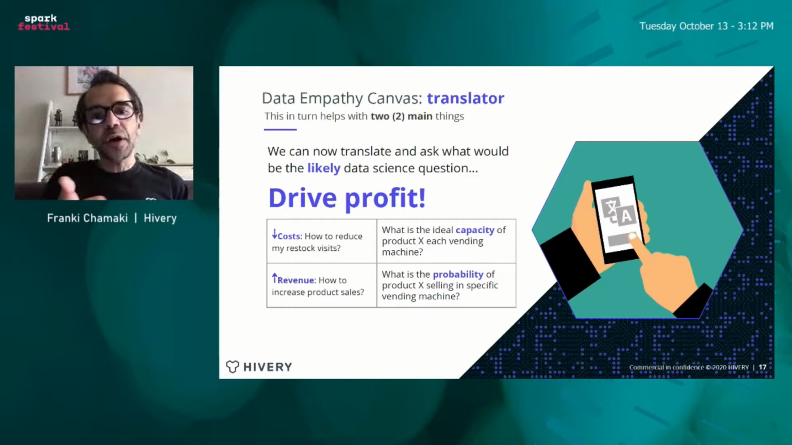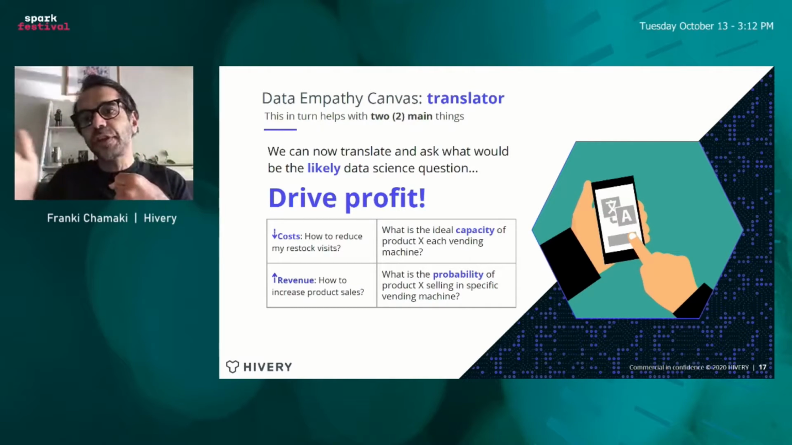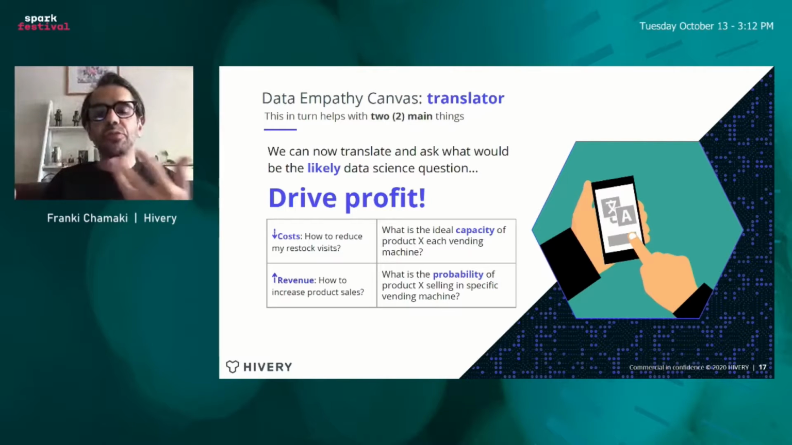So in this case, if I want to reduce my costs, i.e. reduce my restock visits, the data science question, which a data scientist with a commercial lens would ask, is: what is the likely capacity of this product in each vending machine? If I've got a product and I've got a lot of vending machines, what is the capacity of each? If I've got more capacity, I can go there and fill it very well. I don't have to visit much. So that's the driver there.